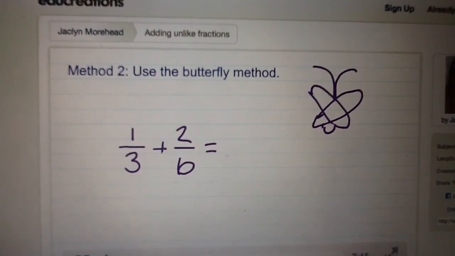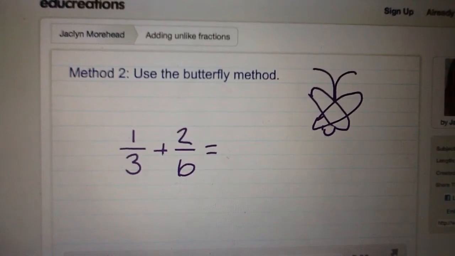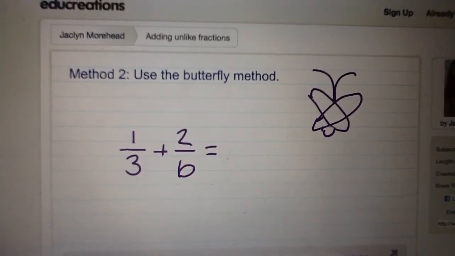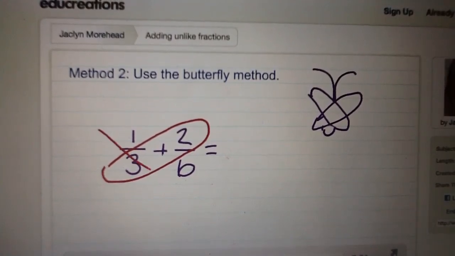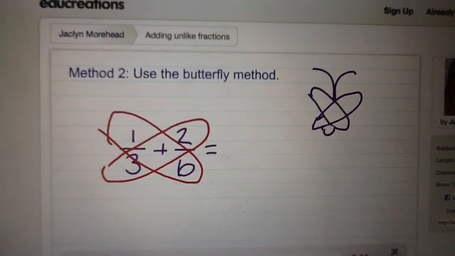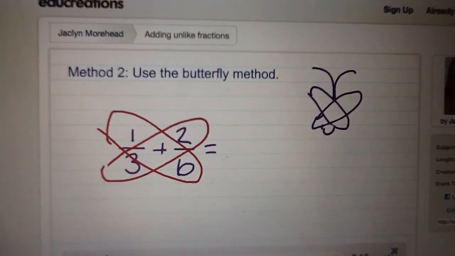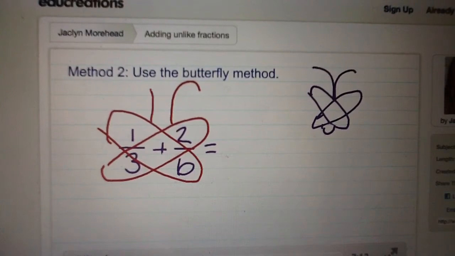Now let's get to the butterfly method. You can see my beautiful butterfly that I drew over here is actually quite practical, and I'll show you how you use it. The first thing you're going to do is draw the butterfly wings. It's a little sloppy, but it'll be okay. And the shape that the butterfly wings make is an X. And what does an X mean in math, usually? It means multiply.